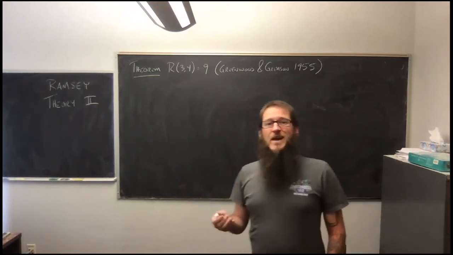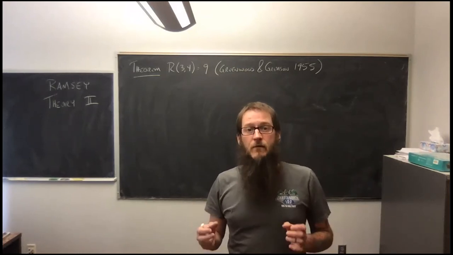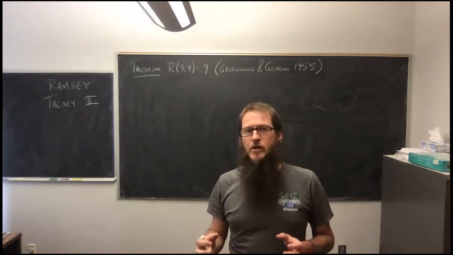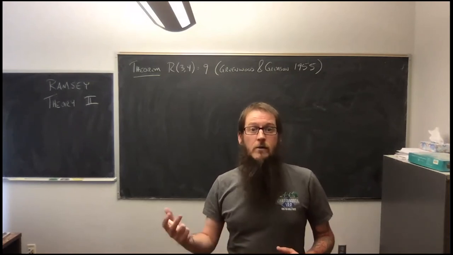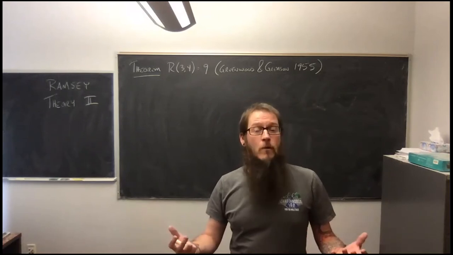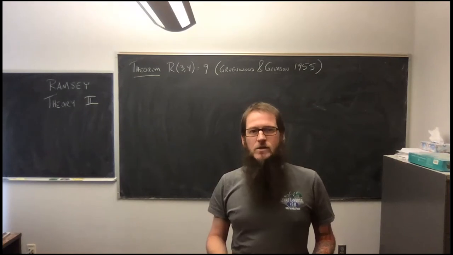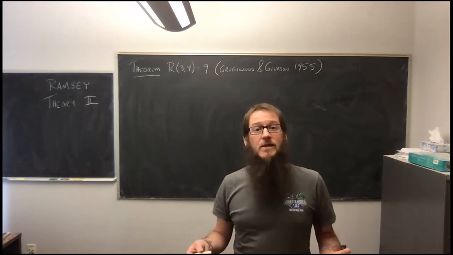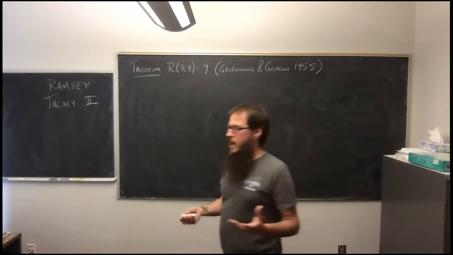Now, much like the case of R(3,3), it comes down to showing two things. First, coming up with a single example that shows that 8 is not enough to force either a red triangle or a blue K4. And then we want to prove that for every two-coloring of the edges of K9, we're always guaranteed to have one of those two outcomes. So let's go ahead and begin with the first case.